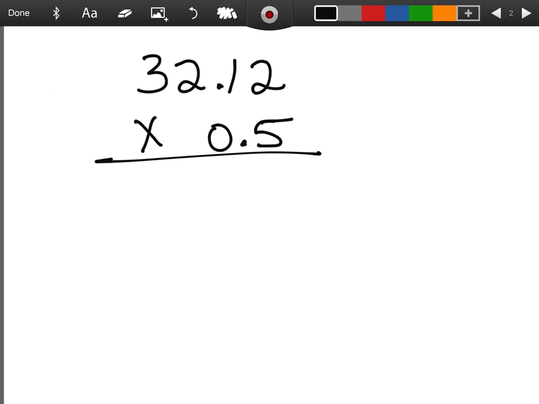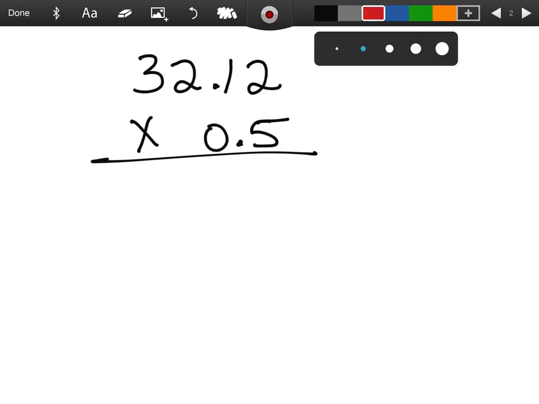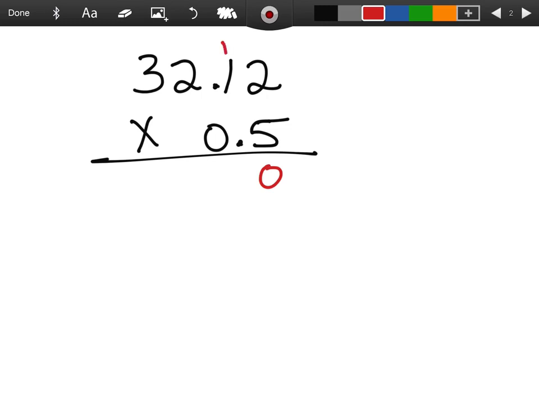32.12 hundredths times 0.5 or 5 tenths. Okay, so we're just going to multiply it just like we would normally. All right, 5 times 2 is 10. I'm going to drop my 0, carry my 1. 5 times 1 is 5, plus 1 is 6. 5 times 2 is 10 again, so I'm going to drop my 0, carry my 1. 5 times 3 is 15, plus 1 is 16.